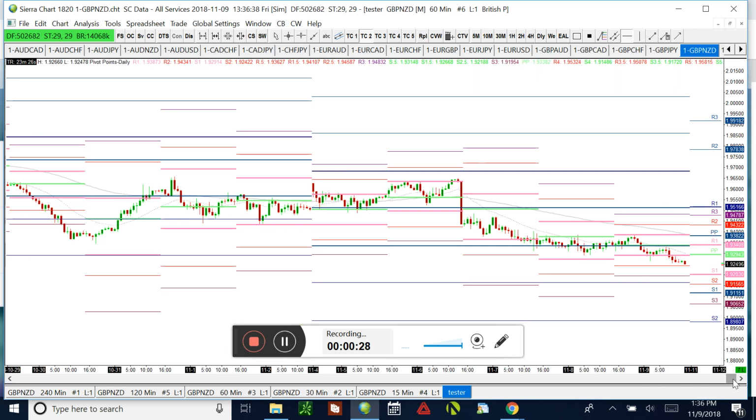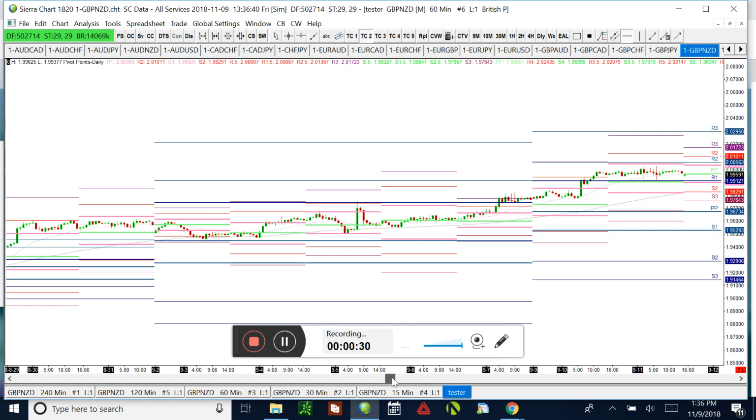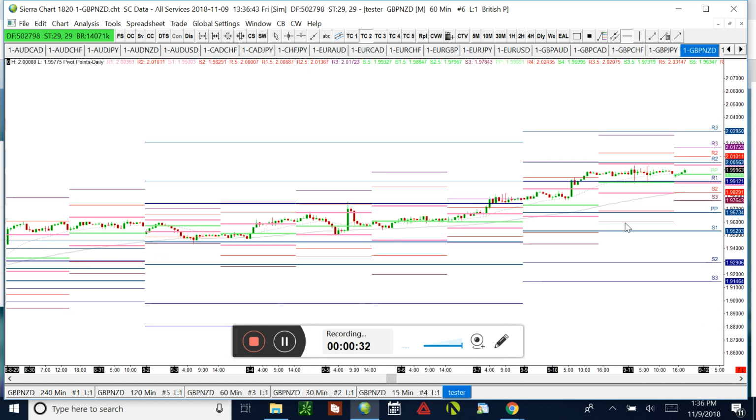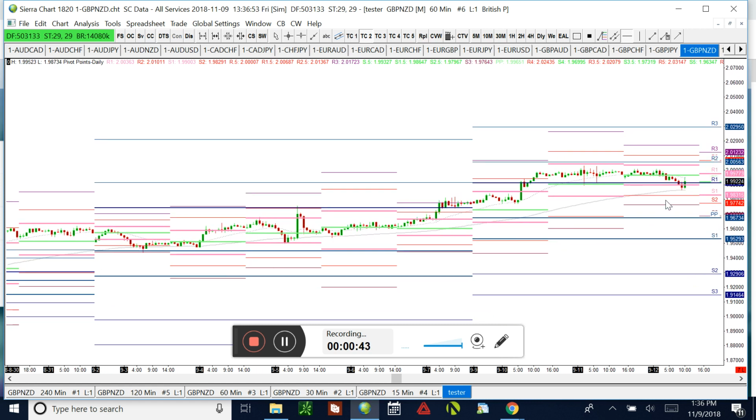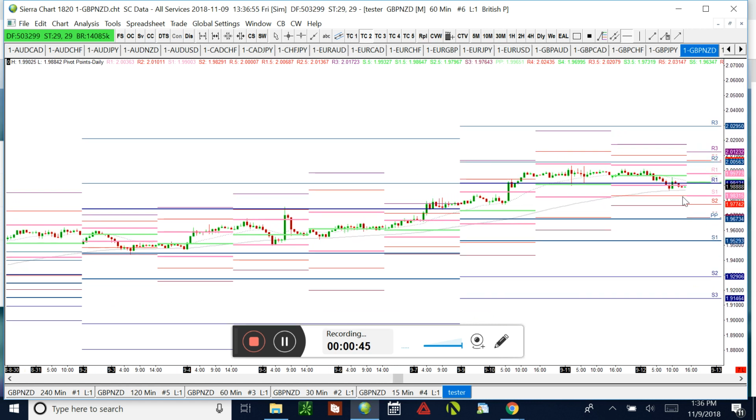So I'm going to go ahead and flash back in time, okay? So I don't know what's coming. Each one of these lines is our daily pivot points, and the length of it represents a Forex day. So we're going to advance the chart to the beginning of a Forex day.